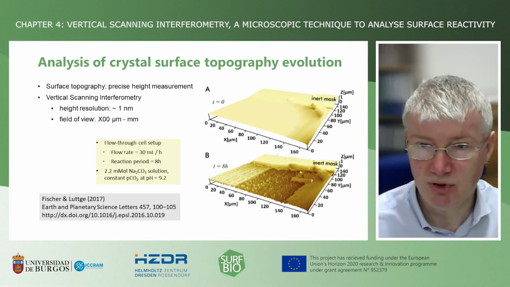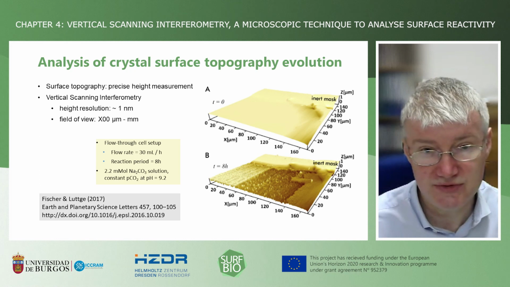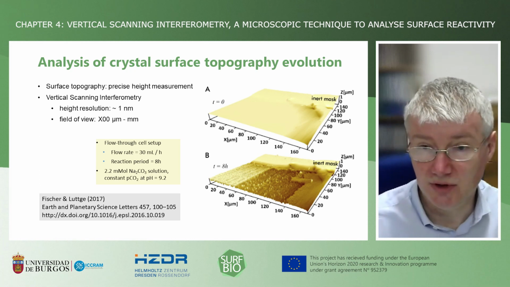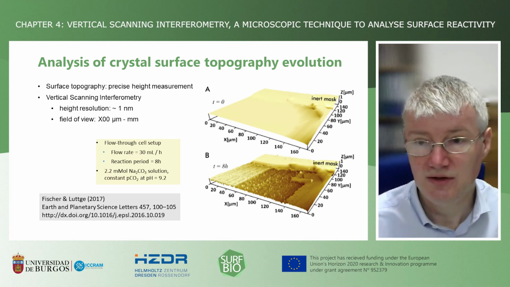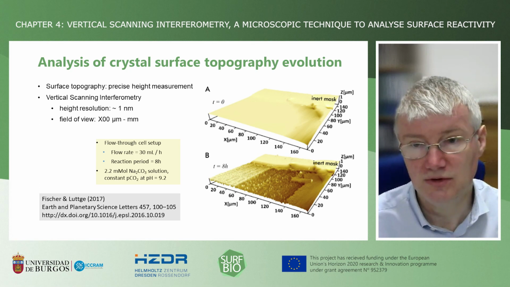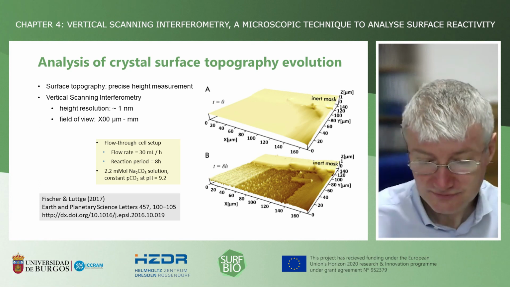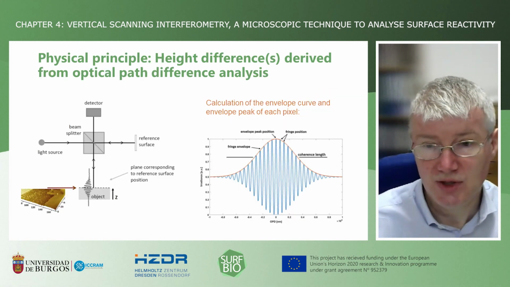Now we have the upper part, the pristine surface, and then an inert mask that serves as a height reference. In the lower section, you see that the masked surface section did not react, but we have a surface retreat of the reacting non-covered part. So how is that measured?